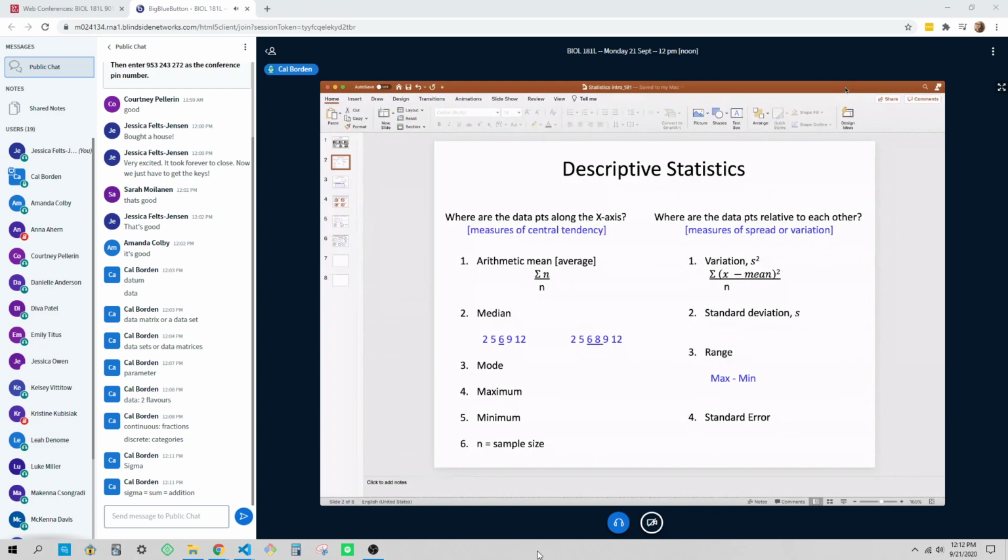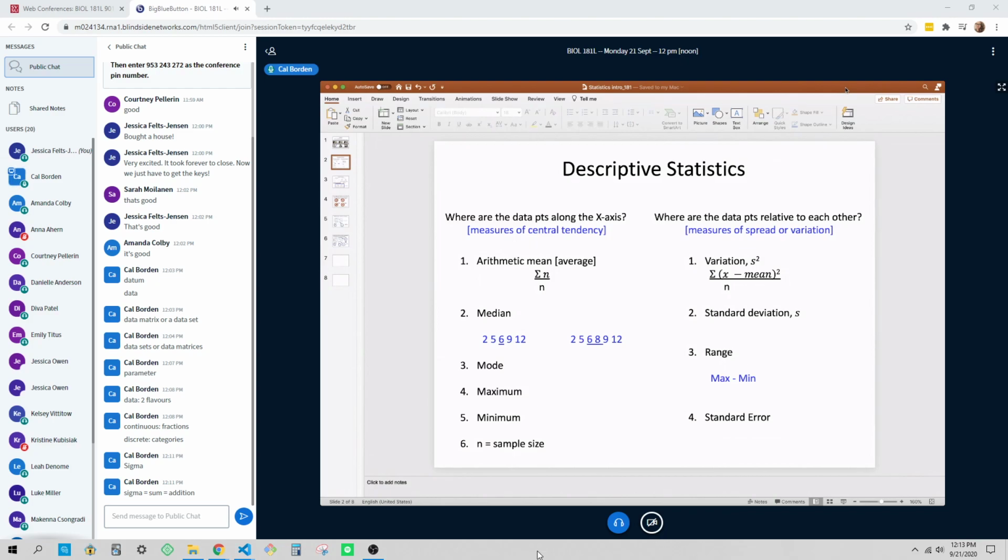If the distribution had been 2, 5, 6, 6, 9, and 12, then the average of 2 6s is 6. So that's okay. Ready? The mode is the most frequent number in your data set. Should be straightforward. The maximum is the largest, the minimum is the smallest. So all of these tell us about where the data points sit on the x-axis.